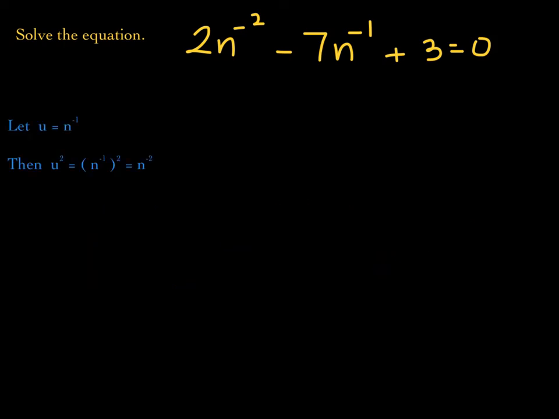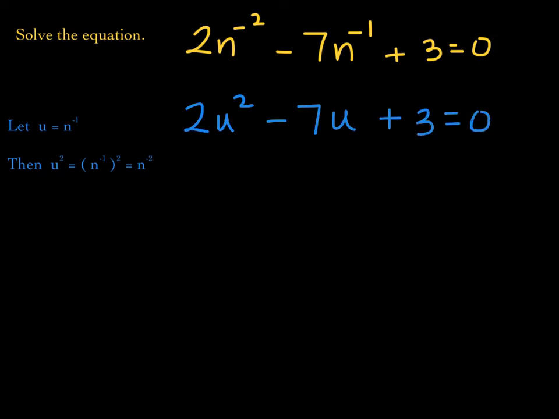So here's our substitution. I'm letting u represent n to the negative first, which is the variable part of the middle term. And when you square u, that means you're squaring n to the negative first, which gives you n to the negative second. And so wherever I see n to the negative first in my equation, I'll replace it with u. And wherever I see n to the negative second, I'll replace it with u squared. So with this substitution, you get 2u squared minus 7 times u plus 3 is equal to 0.